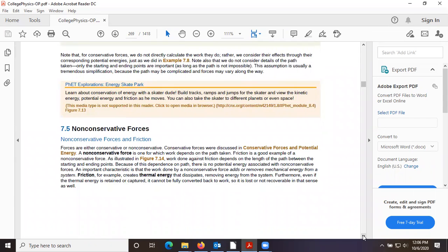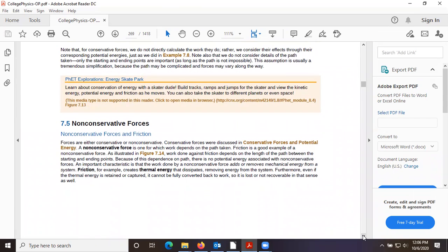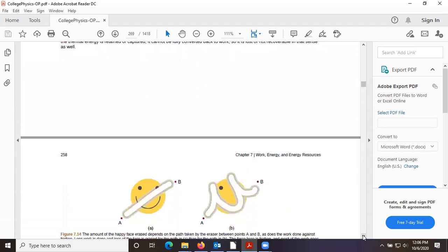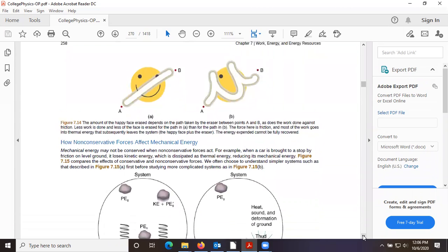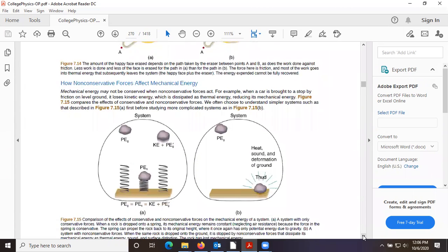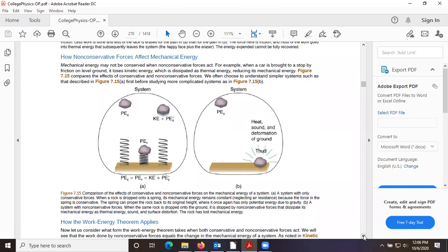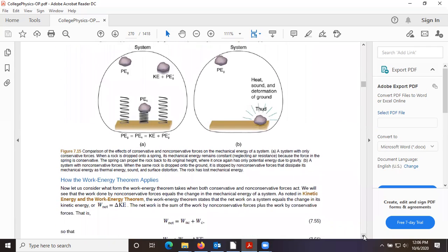However, there are non-conservative forces. We have things like thermal energy. We have things like noise. So heat, sound, and deformation of the ground, thud, kinetic energy. So energy is always conserved, but it does change forms.